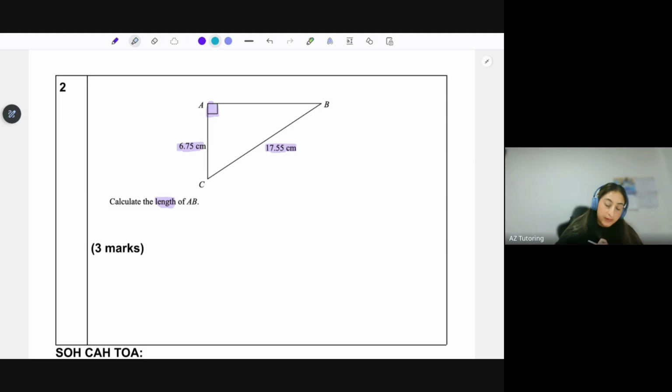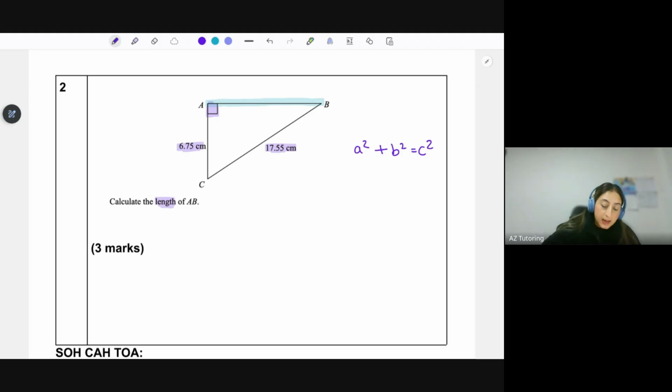So let's just highlight what it's asking us. Calculate the length of AB. AB is this length here. So first of all, let's write down what Pythagoras' theorem is. Always write it down, because sometimes if it's a big, really high marked question, they might give you a mark for it. So always write it down. A squared plus B squared is C squared.